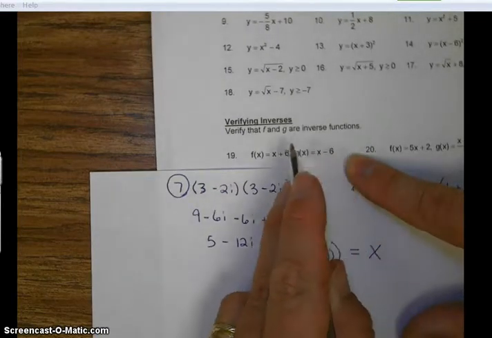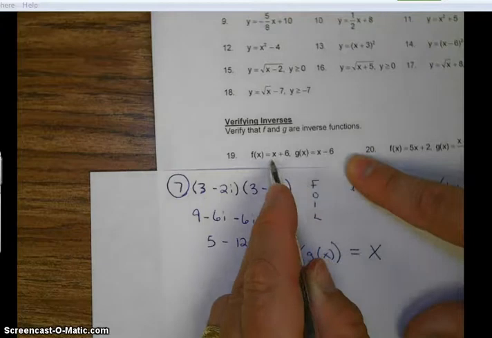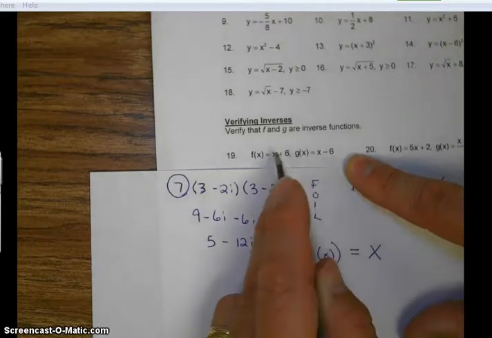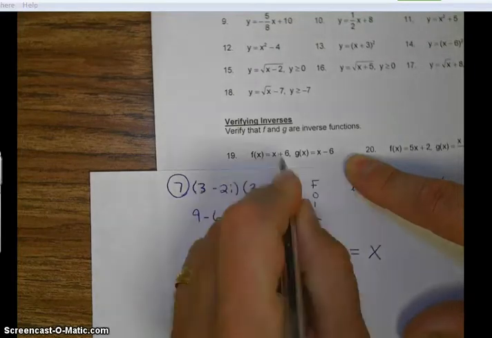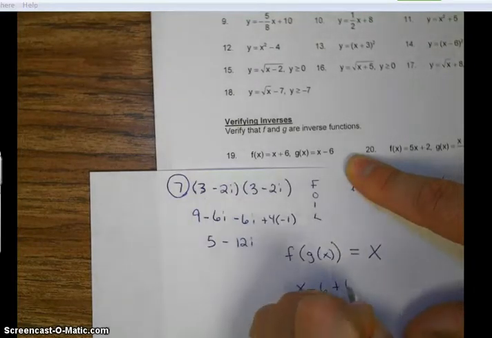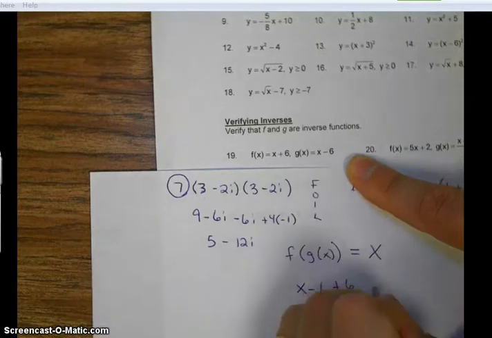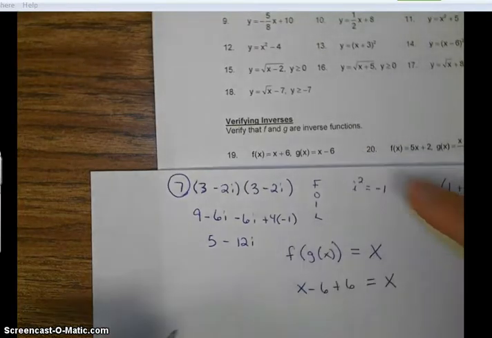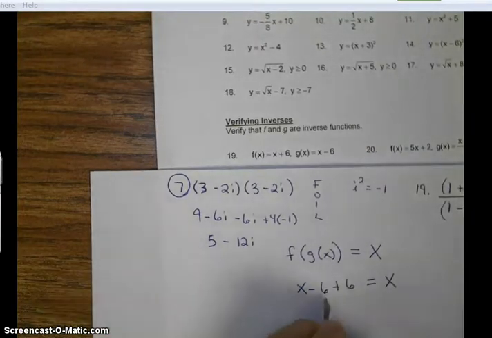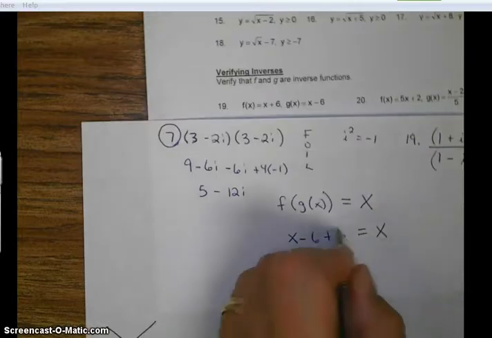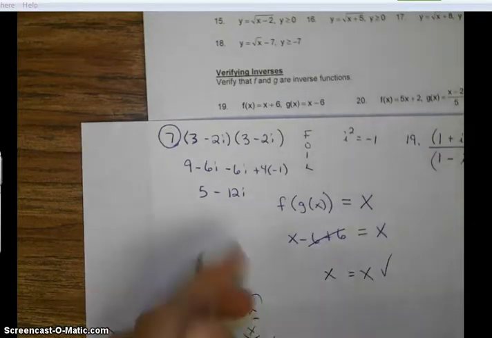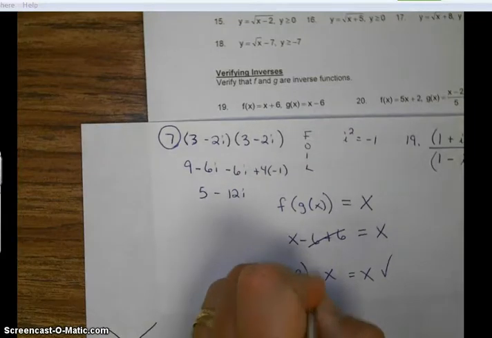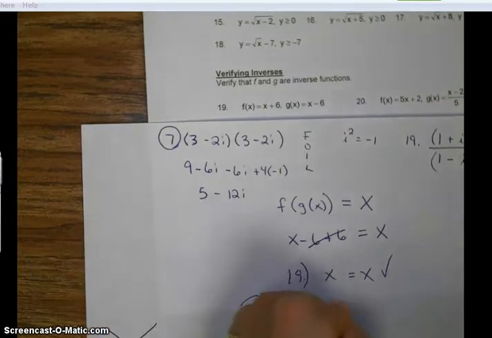I'm going to plug it in to function F for x. Everywhere I see an x, I'm going to put x minus 6. So I'm going to have x minus 6 plus 6. Okay? And I want that to turn out to be x if they're inverses. Well, negative 6 plus 6 cancels. So x equals x. So yes, for number 19, they are inverses.